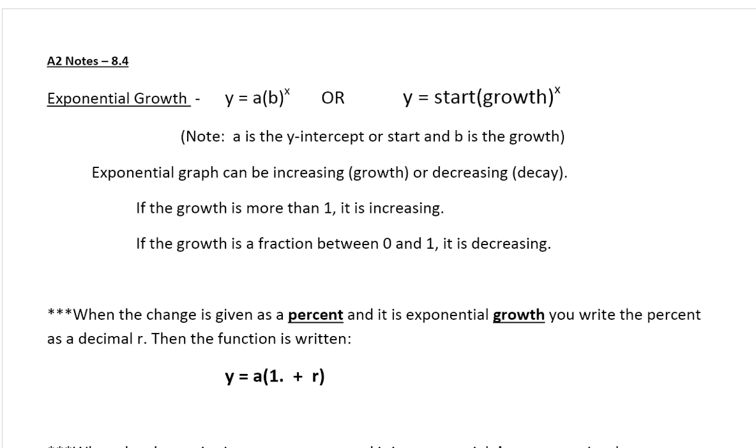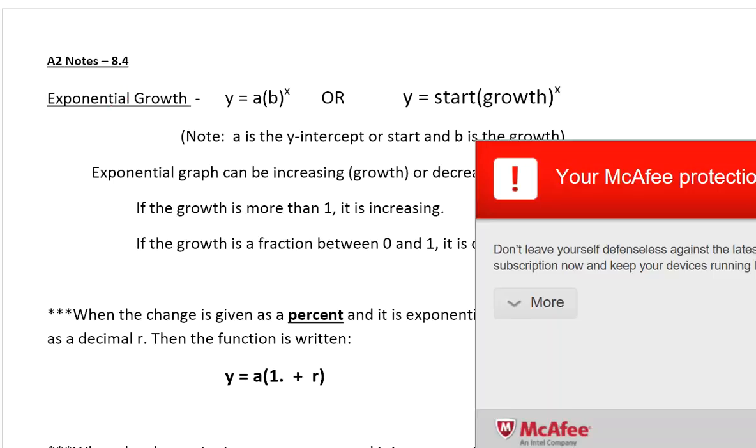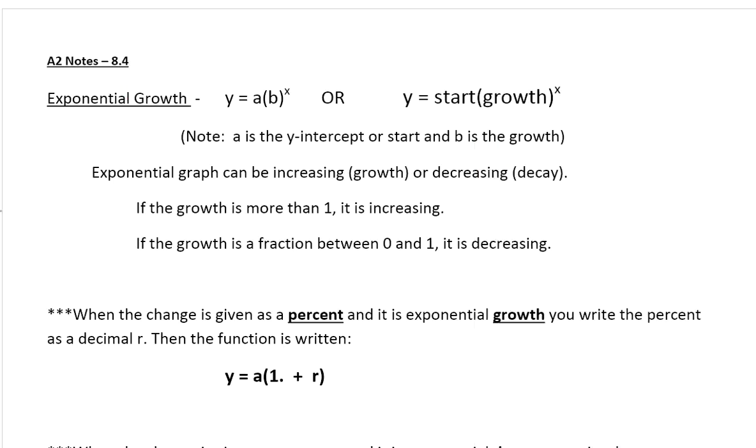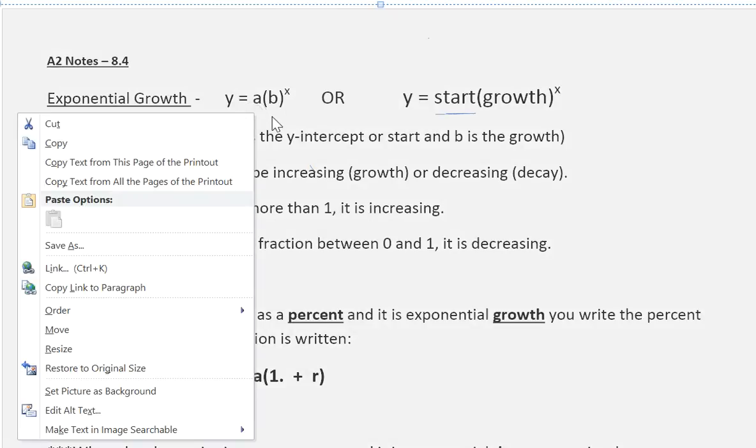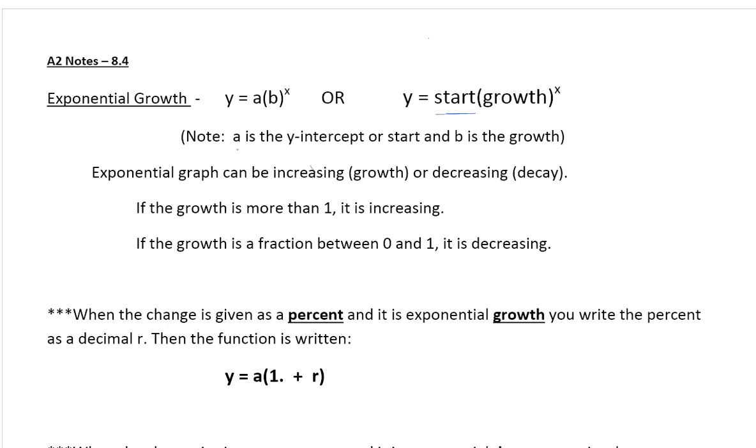All right, these are the notes for 8.4. Start with a bit of a review, so it should look familiar. We write exponential functions as start times growth to the x, which we see right here. Another way they write that is y equals a times b to the x. Note that a in this equation is the y-intercept, or the start, and b is the growth.